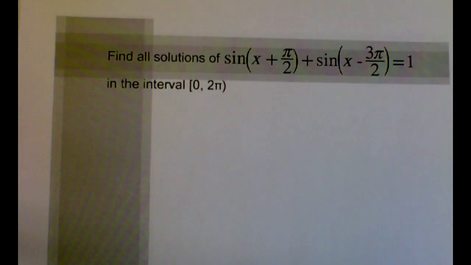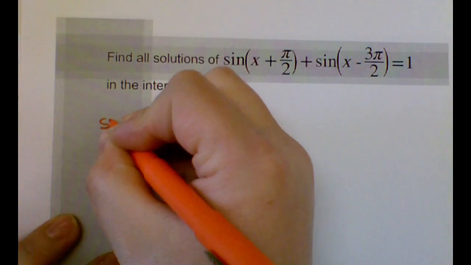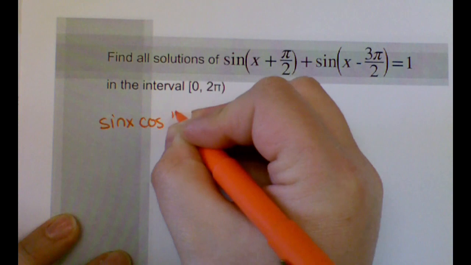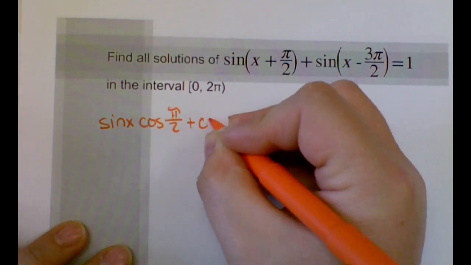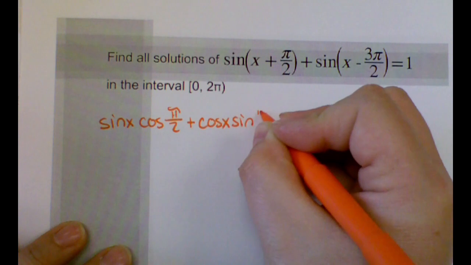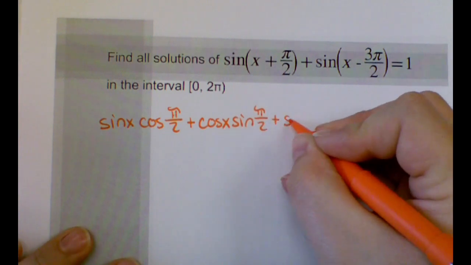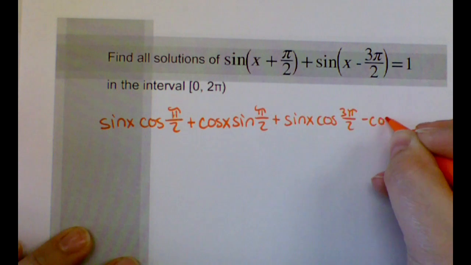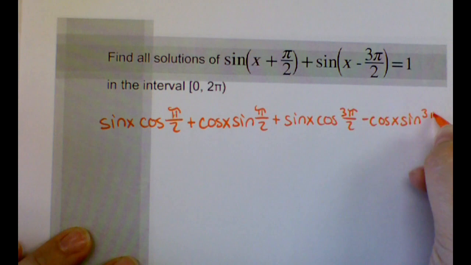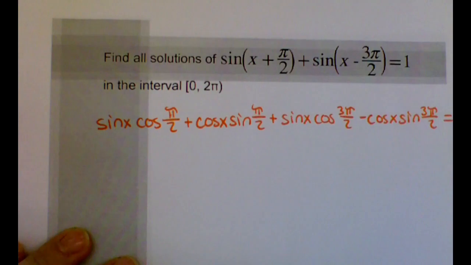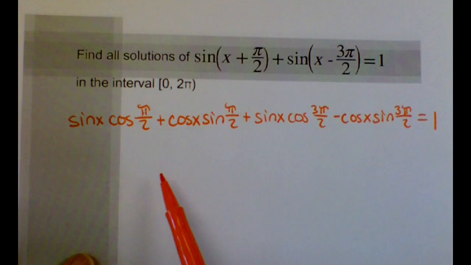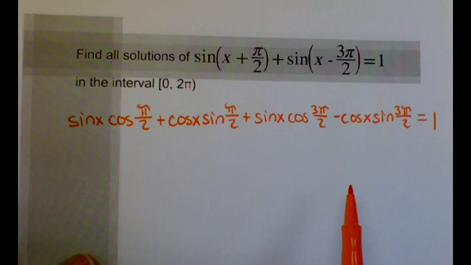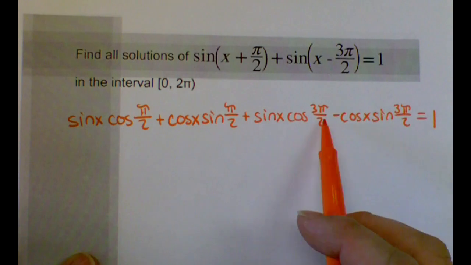All right, another one, very similar, except that we got pi over 2 and 3 pi over 2. We're switching it up. So first of all, spread them out. I get sine of x times cosine of pi over 2 plus cosine of x times sine of pi over 2, plus sine of x cosine of 3 pi over 2 minus cosine of x sine of 3 pi over 2 equals 1. All right, combine my like terms. I don't have any, but I can figure out each of these values here.